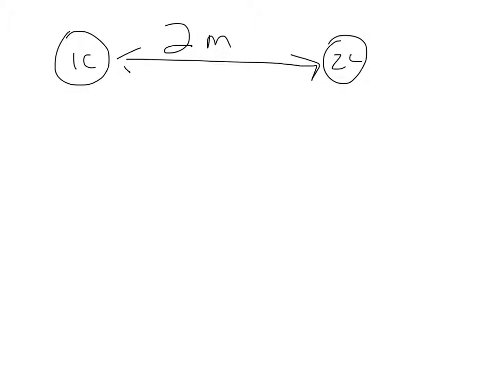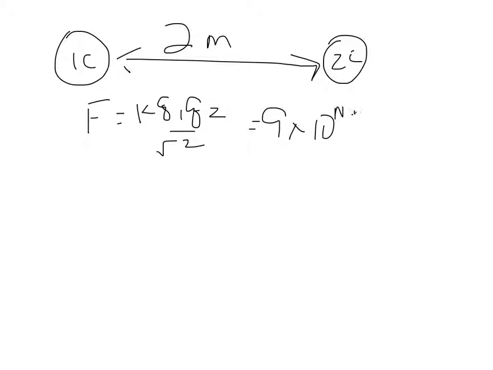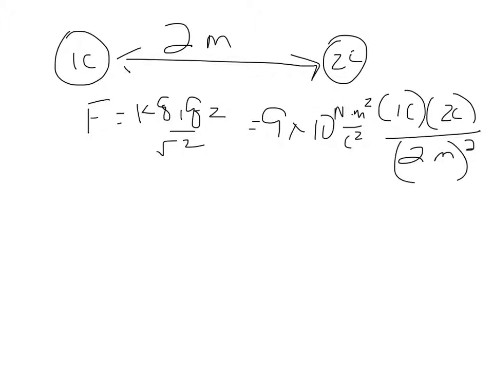Okay, let's do a math problem. Let's go 1 Coulomb, 2 coulombs, and let's put them 2 meters apart. Now, 1 Coulomb is a really, really big unit of charge, so we're talking about something that's pretty large. So F is equal to K Q1 Q2 over R squared. Now let's plug and chug. 9 times 10 to the 9th newtons times meter squared divided by Coulomb squared times 1 Coulomb times 2 coulombs divided by 2 meters squared.